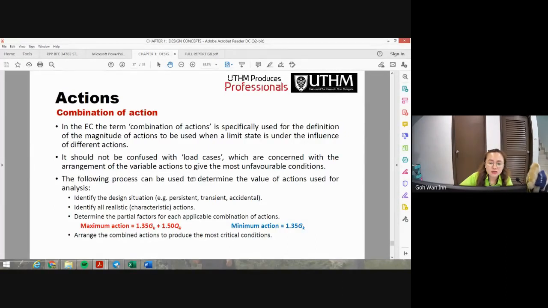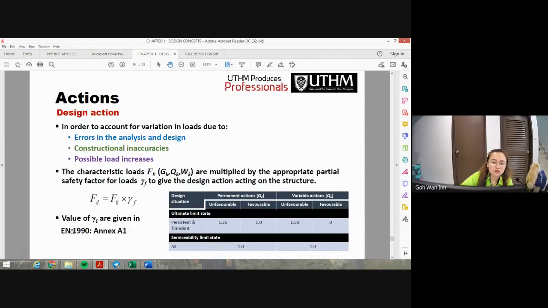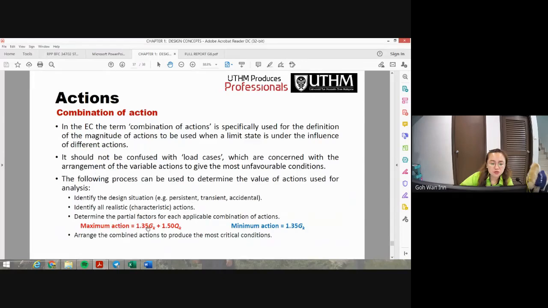The following process can be used to determine the value of actions used for the analysis. Identify the design situations, whether persistent, transient, accidental, and so on. Then identify all the realistic characteristic actions. We need to find the GK and the QK. Then we need to determine the partial factor. We need to check the table. This is from Eurocode 0, Annex A1. Then you can find that the maximum action is 1.35 GK plus 1.5 QK, and the minimum action is 1.35 GK.